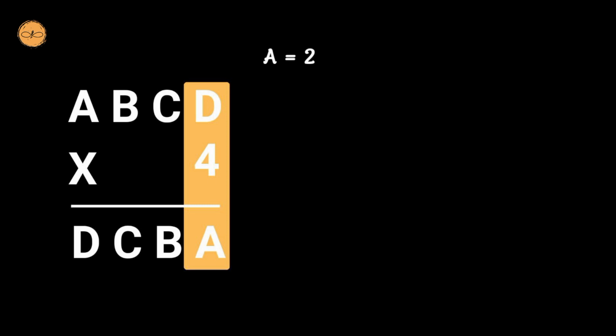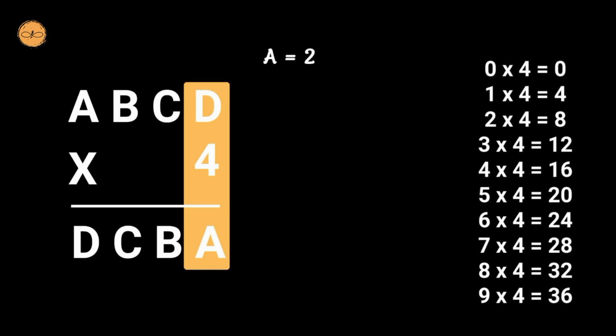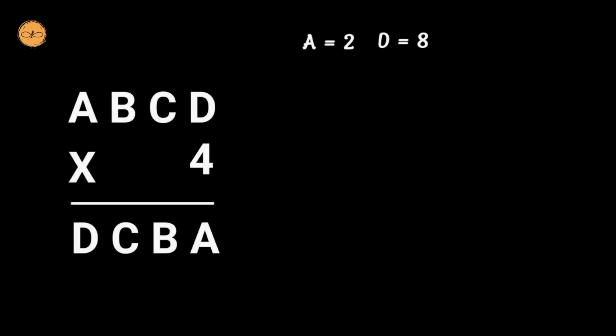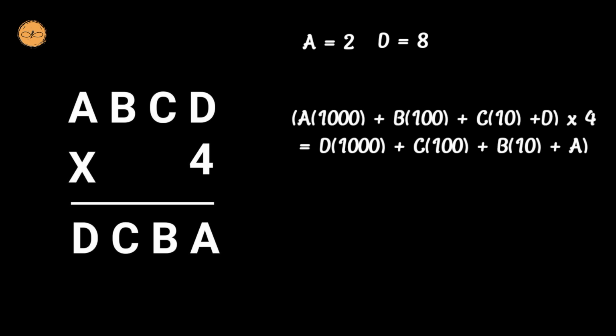Now from here, if A is equal to 2, we'll pull up our times table again, and we need the units digit to be equal to 2, so one possibility is 12, and then we would have D is equal to 3, the other possibility is 32, and then we would have D is equal to 8, so D is either 3 or 8 now. 2000 times 4 is equal to 8000, so we know that D cannot be equal to 3, that'll be too small, so we must have D is equal to 8, so A is equal to 2 and D is equal to 8. We can now transform the problem into an algebraic expression.